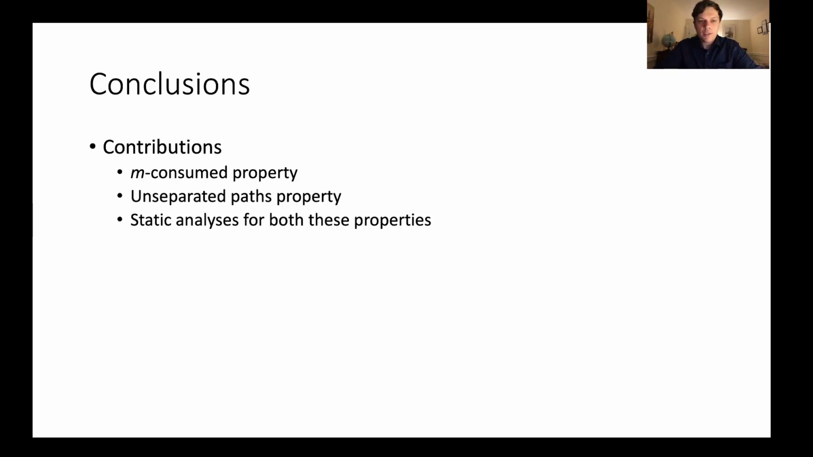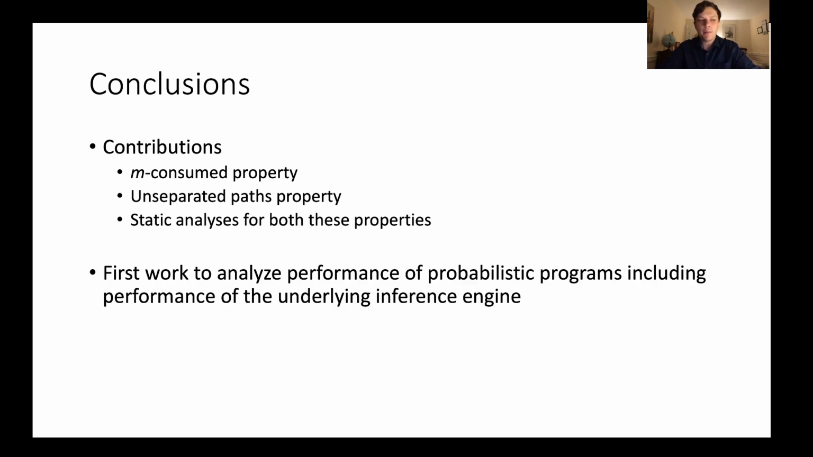All right, so to summarize, we talked about the mconsume property and the unseparated paths property, and I briefly explained how we leverage these to build a static analysis that can tell you whether or not your program runs in bounded memory. There are 2 important takeaways from this. The first thing is I think we need to really think about when we're running our probabilistic programs how they're going to perform with the inference engine that we're using to perform inference. So I think it would be really interesting to think of other program analysis problems that might be able to do similar sorts of things for different types of inference engines that are maybe not delayed sampling based.